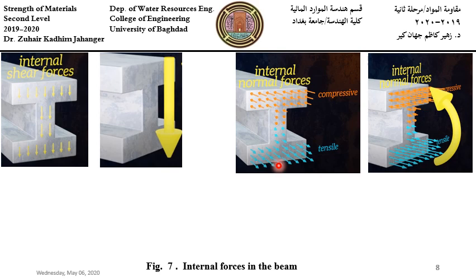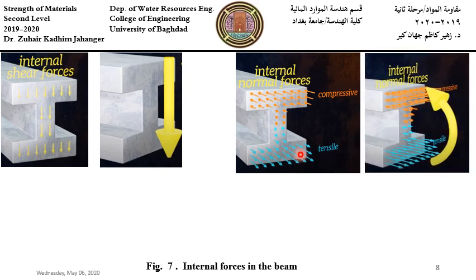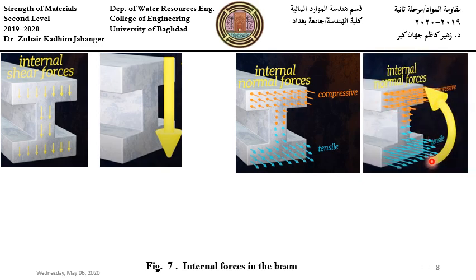sustains a positive moment, so the sagging of the beam will cause compression at the top fiber and tension at the bottom fiber. And the resultant of the internal normal forces will be a single moment in this direction, counterclockwise or anti-clockwise.